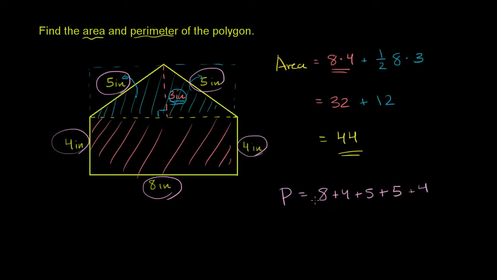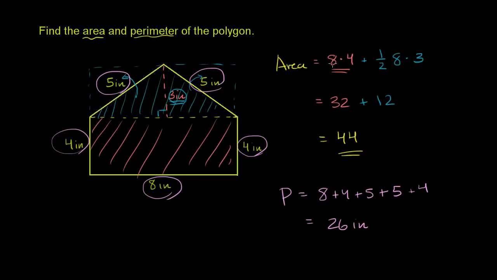So you have 8 plus 4 is 12. 12 plus, well, I'll just go one step at a time. 12 plus 5 is 17. 17 plus 5 is 22. 22 plus 4 is 26. So the perimeter is 26 inches. And let me get the units right, too.